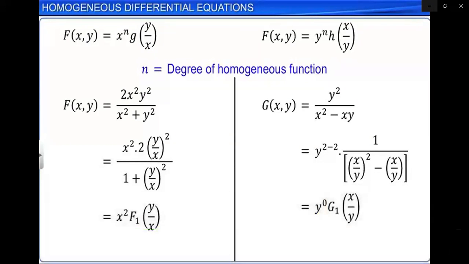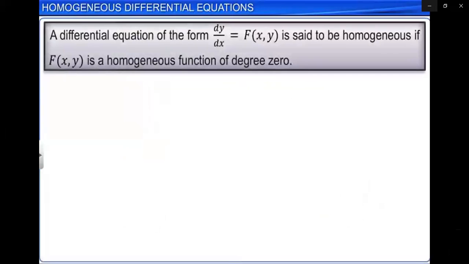After that, we can define what basically a homogeneous differential equation is. A differential equation of the form dy by dx equals f of x comma y is said to be homogeneous if f of x comma y is a homogeneous function of degree 0. You have to keep in mind that the degree should be 0 for that particular homogeneous function.